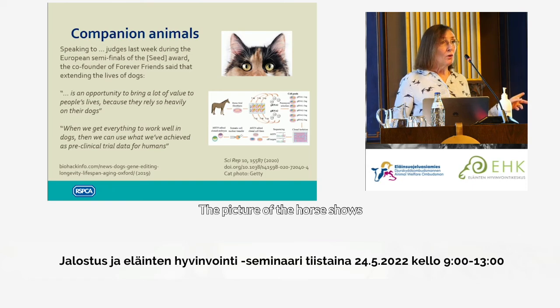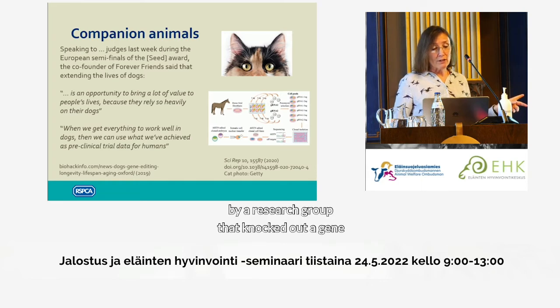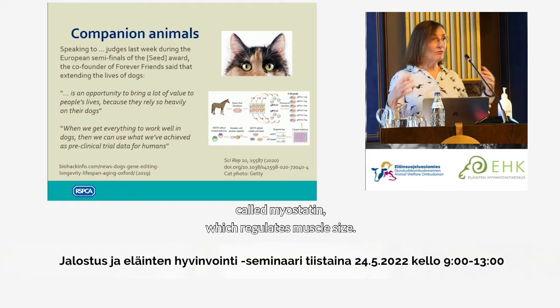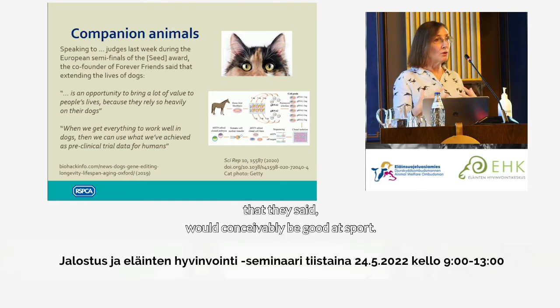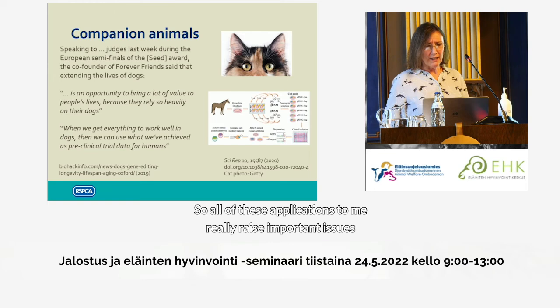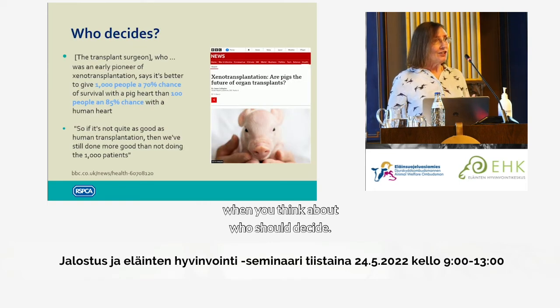The picture of the horse shows some horses who were actually created in Argentina by a research group that knocked out a gene called myostatin, which regulates muscle size. And so they produced an overly muscled horse that they said would conceivably be good at sport. So all of these applications, to me, really raise important issues when you think about who should decide.